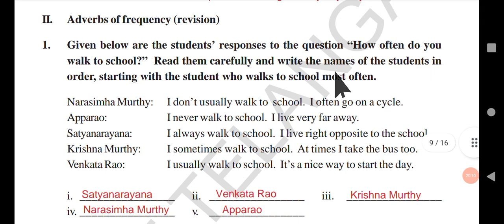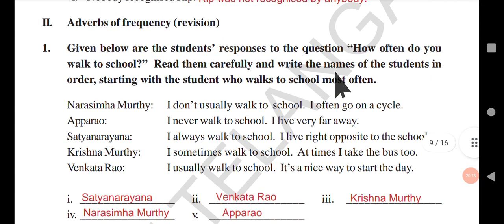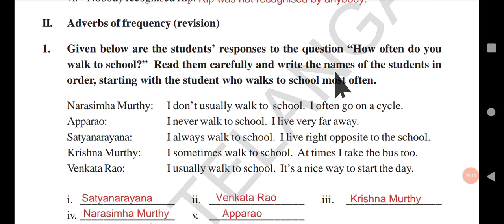Right. Next one, adverbs of frequency. This is revision. You had adverbs in your previous lesson, so go through that once. Given below are the students' responses to the question, how often do you walk to school? Read them carefully and write the names of the students in order, starting with the student who walks to school most often. So here, these are all the answers given by the students. What is the question? How often do you walk to school?